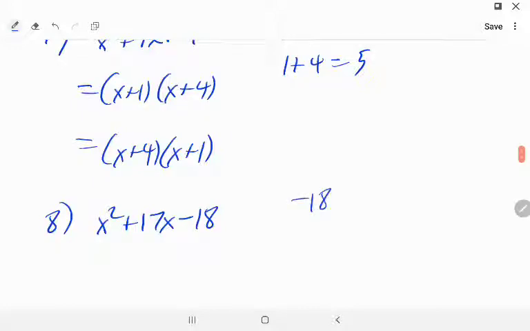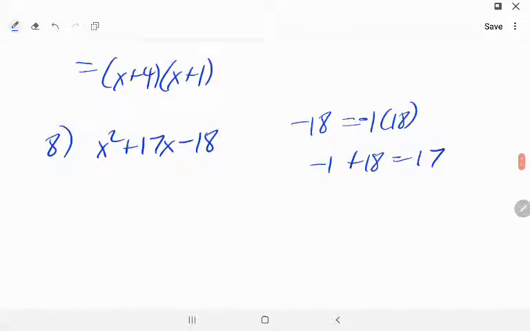And then number 8, we have x squared plus 17x minus 18. Remember, negative 18 equals negative 1 times positive 18. Negative 1 plus 18 is 17. And so we know we're going to get x plus 18 times x minus 1.